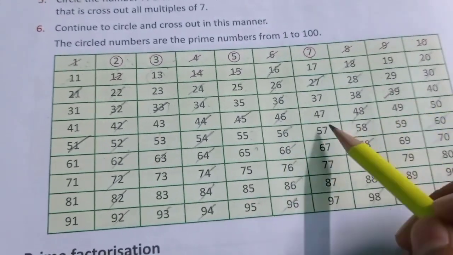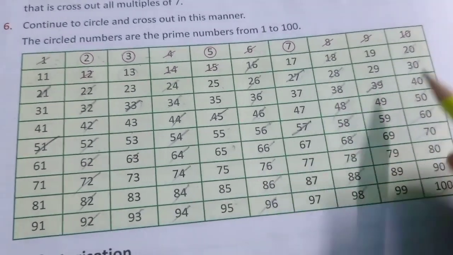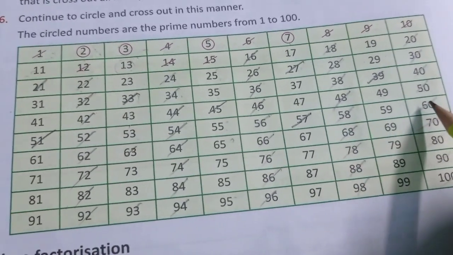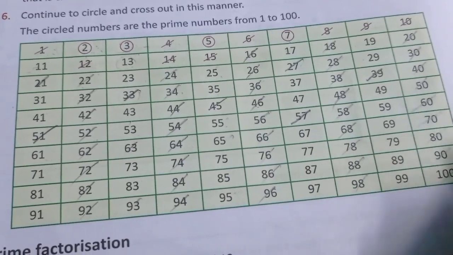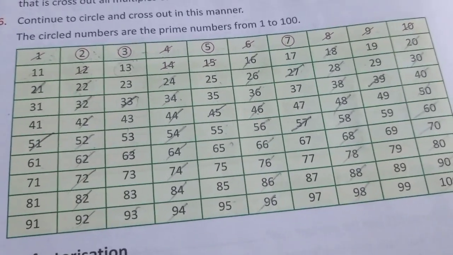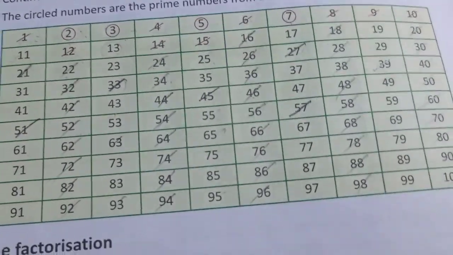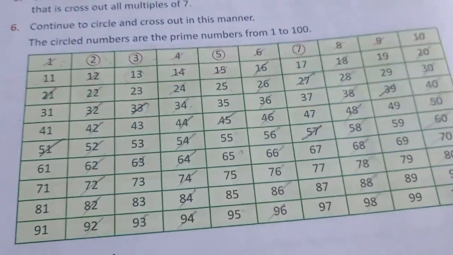So like that you need to find the multiples of 3, or you can add digits. If you add the digits, whatever number you get should be in the table of 3. So if you do it like that, you will get the answers.